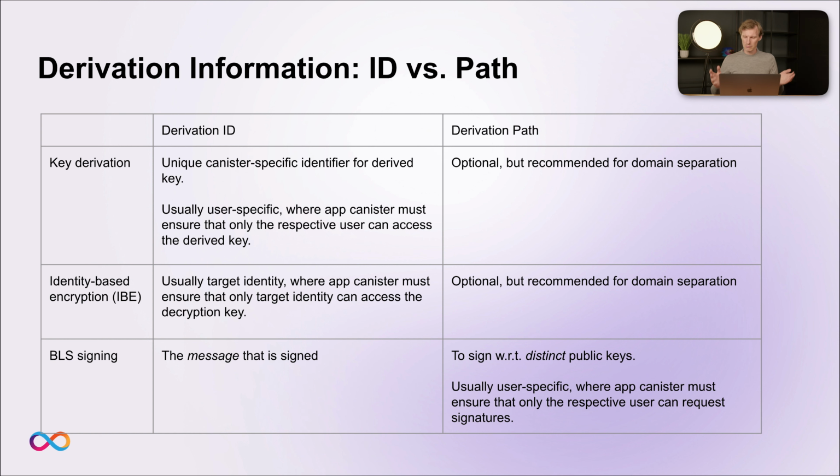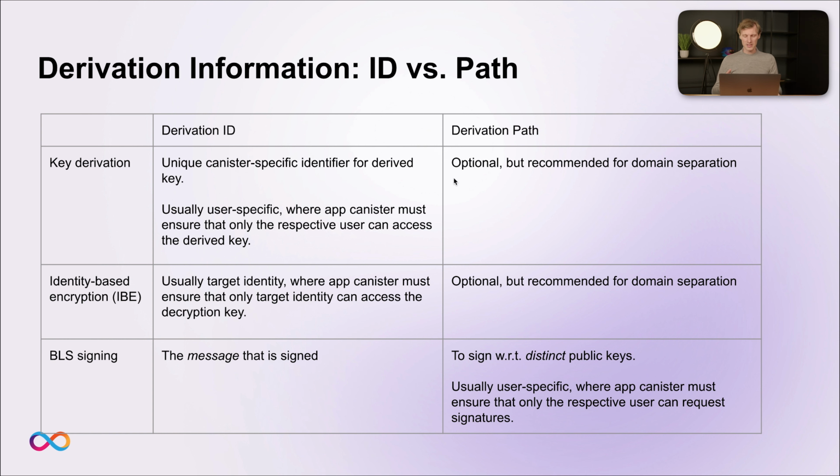And usually, not in all use cases, but usually, the derivation ID is user-specific. And if it's user-specific, then the app canister must ensure that only the respective user to which this key should apply can actually access the derived key. So the canister has the job of doing access control here. The canister must ensure that only the user to which this key pertains is able to get it. So that's the derivation ID for key derivation.